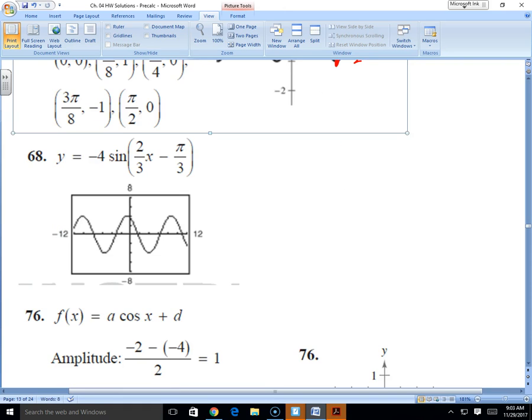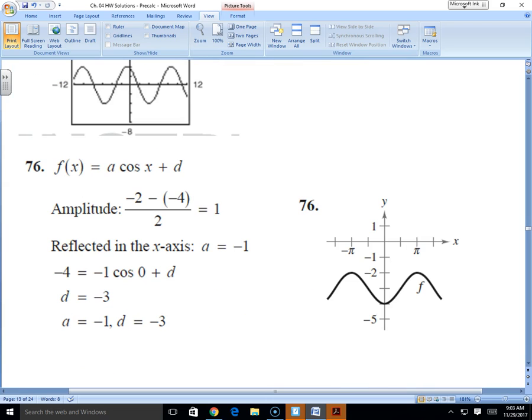68 was a calculator one. Did you guys get the picture to show up in radian mode? Mm-hmm. Good. Not degrees. There's a pi over 3 in there, radians. Number 76.